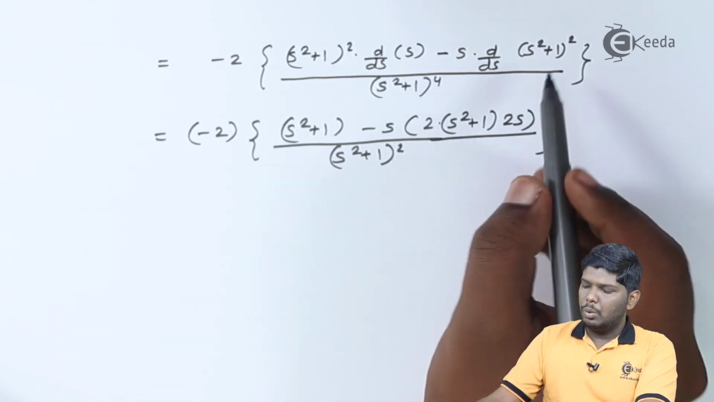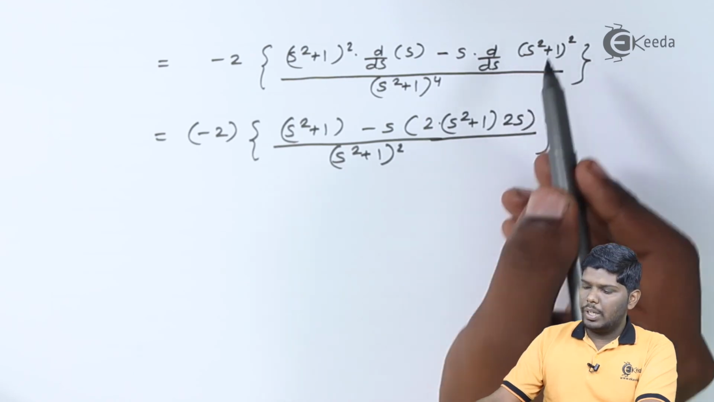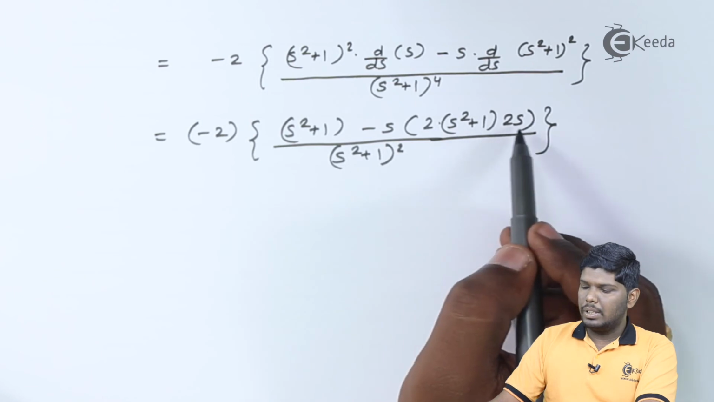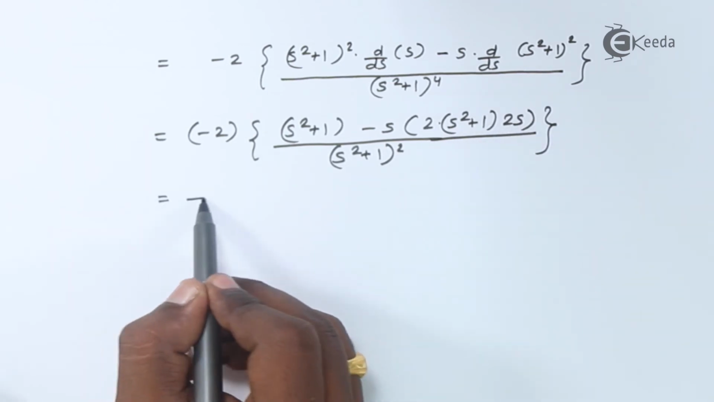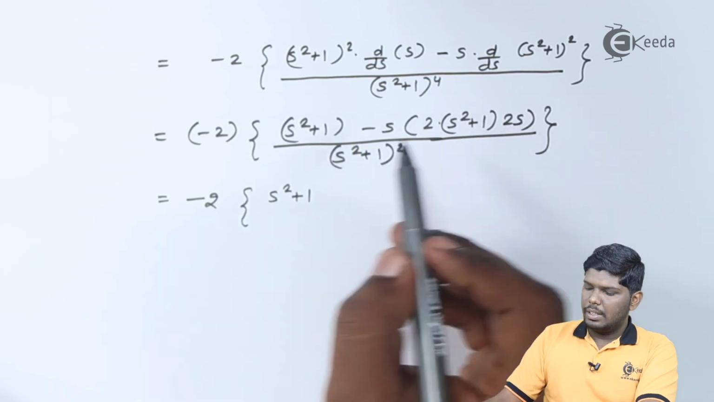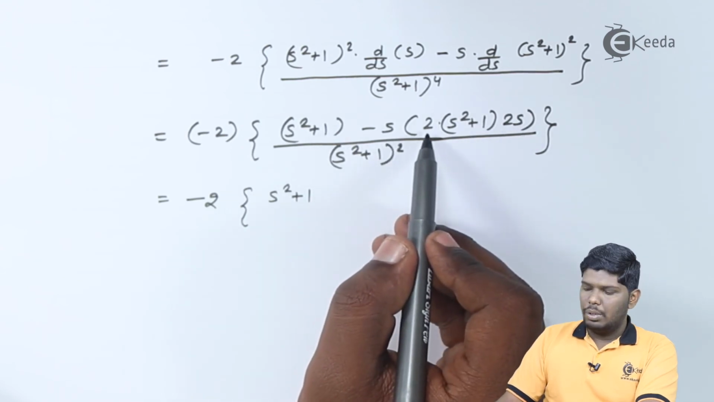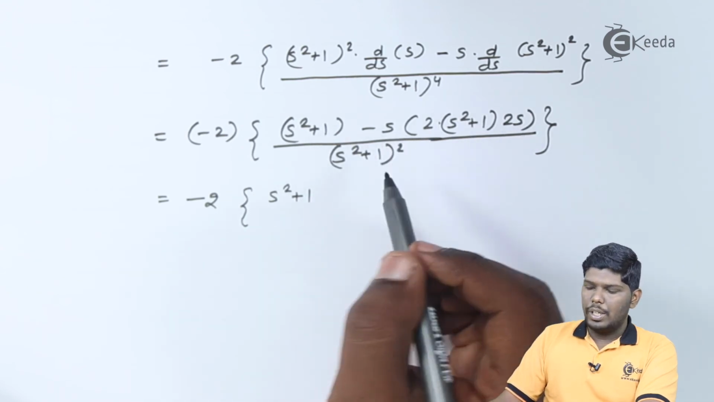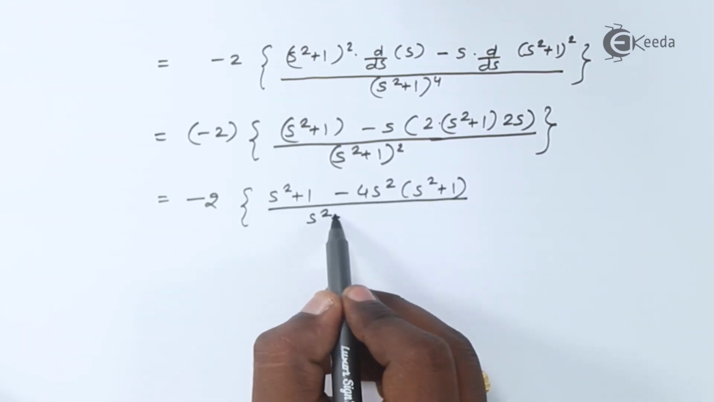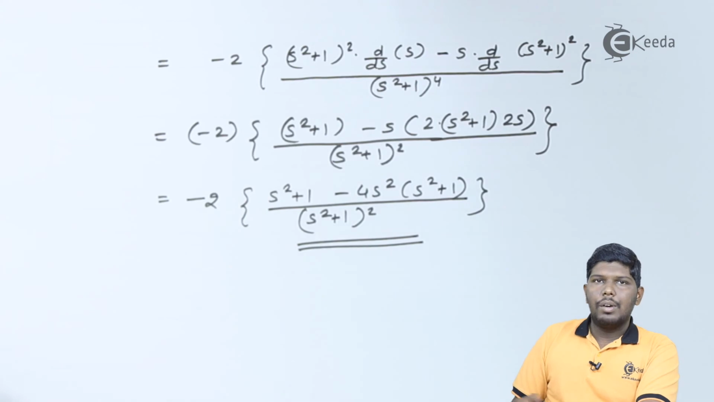Minus, we have s into, comparing this with x raised to n, we have n x raised to n minus 1 into again the derivative of s square plus 1, which will give you 2s. Here we have 2s into 2, that is 4, into s will give you 4s square. This becomes our final answer.